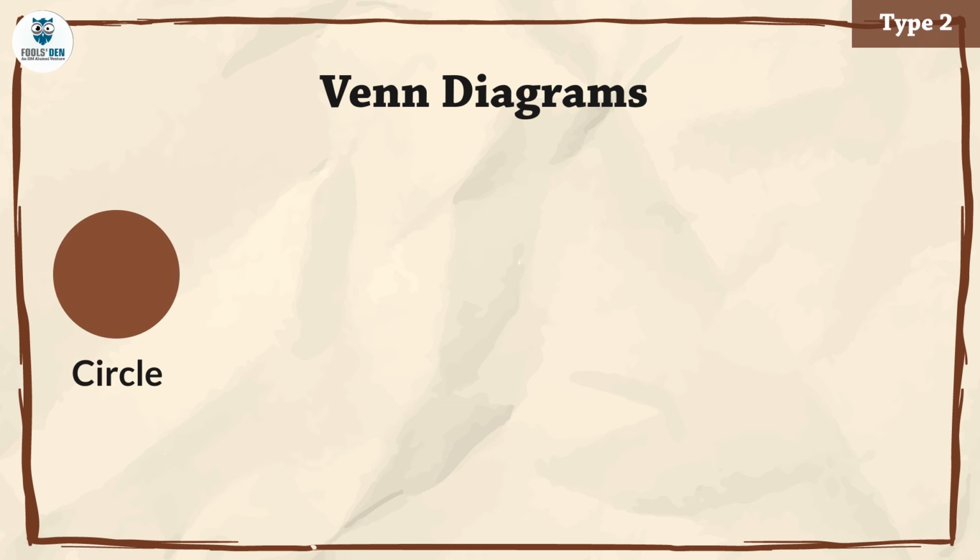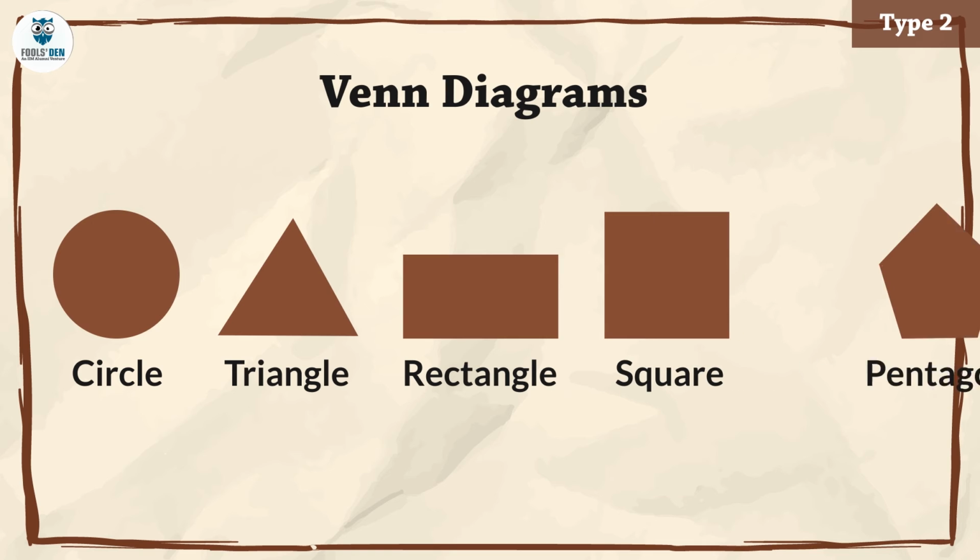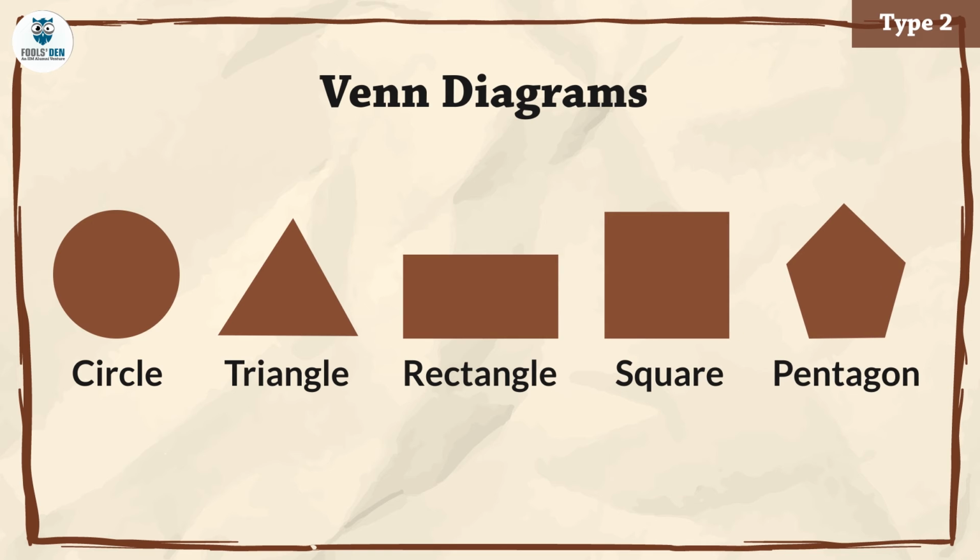So far, we've seen that Venn diagrams are generally represented by circles, but not necessarily every time does a Venn diagram have to be represented by circles. It can be represented by other figures also, like triangles, rectangles, squares, pentagons, and any other figure. So let's take a question to understand this concept better.